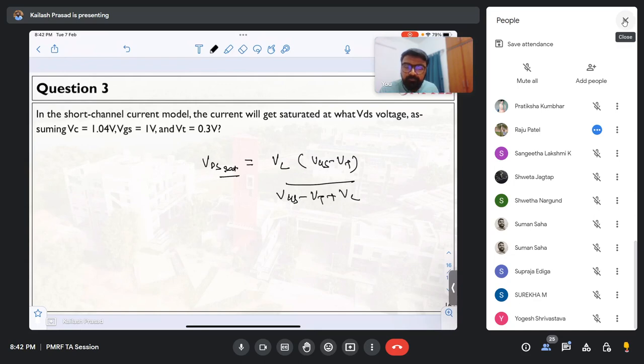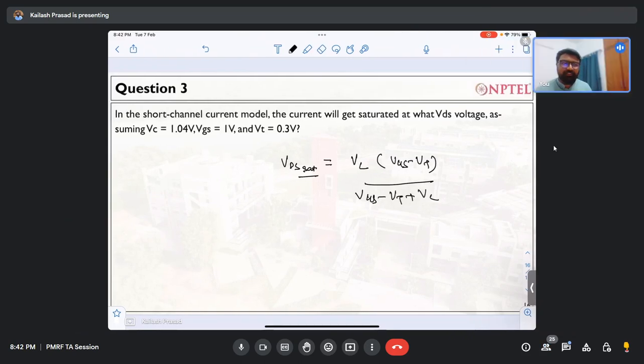Equal to linear and saturation current. That's the thing I just wanted to know. You just equate ID linear and ID saturation, and then you will get this particular formula. If you have not derived this formula, I highly suggest you go to the lecture and derive this equation. This is pure mathematics, nothing physics behind that.